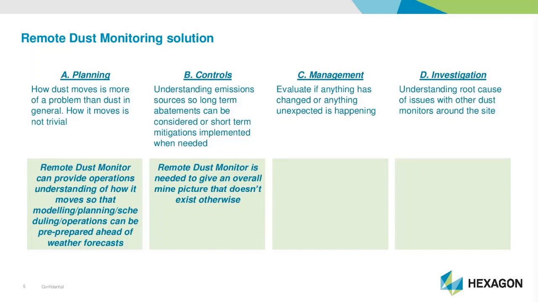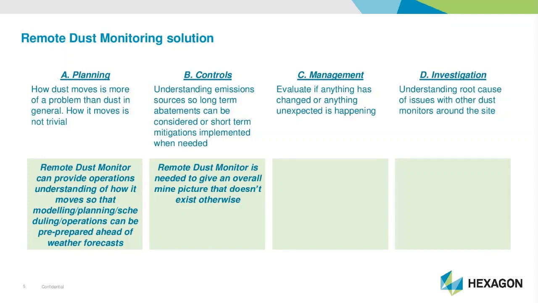The next level is really controls, right? So having a good handle on your emission source, so you can think about your long-term abatement strategy, and also be able to consider implementation of short-term mitigations if those are needed.